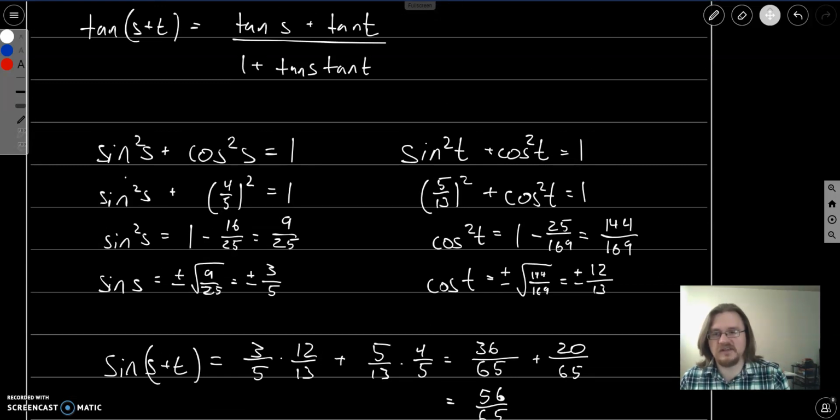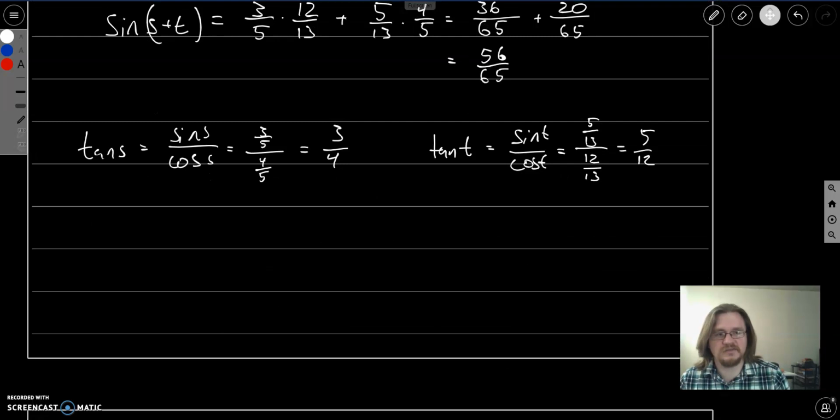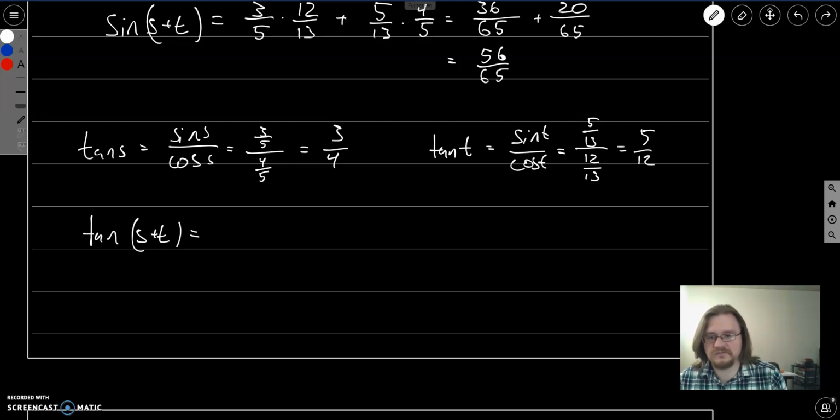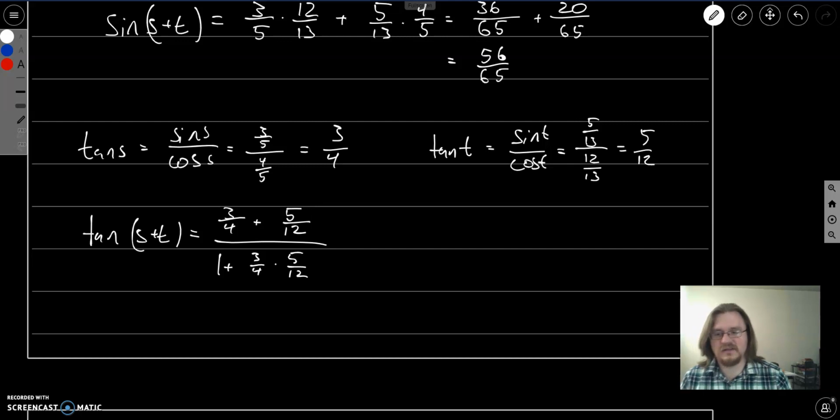Tangent of s plus tangent of t over 1 plus their product. Tangent of s plus t is going to be tangent of s, which is 3/4, plus the tangent of t, 5/12, all over 1 plus the product there. And then a lot of this just comes down to simplification. What I'm going to do very sneakily is multiply both the top and bottom by 12, just to cancel out some of these fractions.